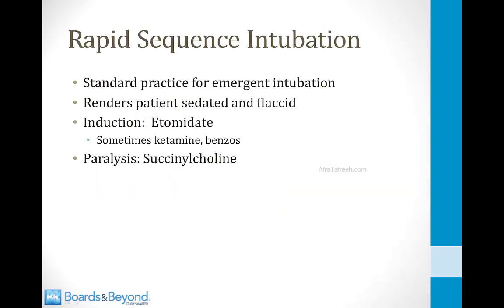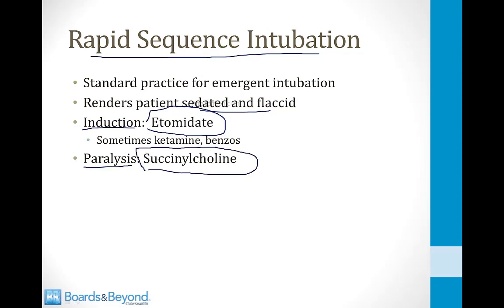Okay, the last thing I want to tell you about is something called rapid sequence intubation. So if you're ever in the hospital and they call a code blue for a patient in respiratory distress, an anesthesiologist will come and do something called rapid sequence intubation. And what they want to do is make the patient sedated and flaccid as quickly as possible so that they can put a breathing tube in. And the classic way you do this is to first give an agent that induces anesthesia, and that is usually etomidate. Sometimes it's ketamine or benzodiazepines, but it's usually etomidate. And then you give an agent that causes paralysis. And this is the one place where they often use succinylcholine.